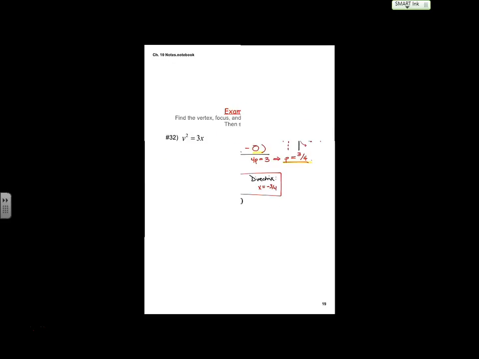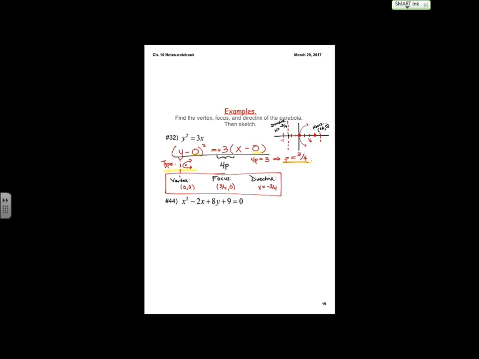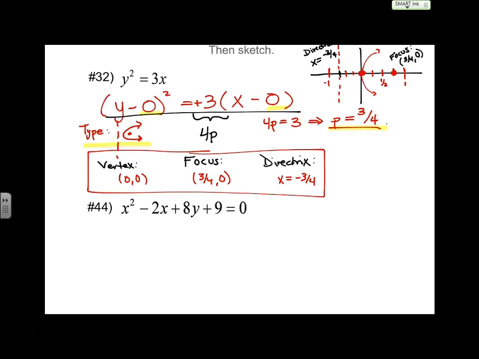B. Because? You have a y squared. And you have an x squared. So who's going to stay on this side? The x. I'm going to try and get it into x minus h squared equals 4p times y minus k. We're going to write goal, and that's it.